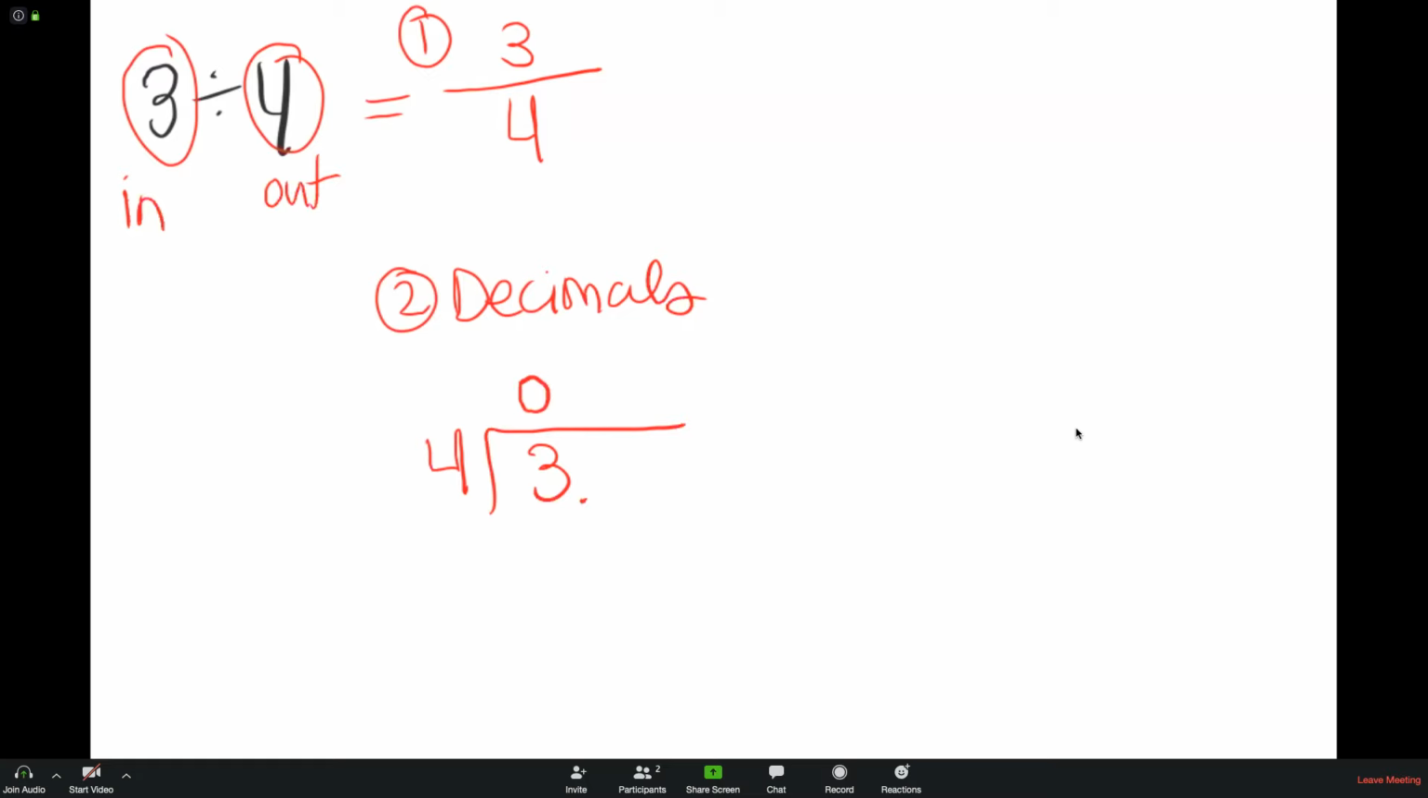Then we need to add a decimal in order to continue our problem. And remember that we want a decimal anyways, so we put a decimal and add a 0. Then we say how many times does 4 go into 30? It goes into it 7 times, which is 28. When you subtract, you need to regroup. 10 minus 8 will give you 2.